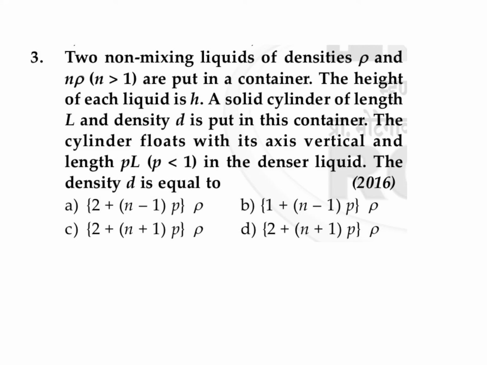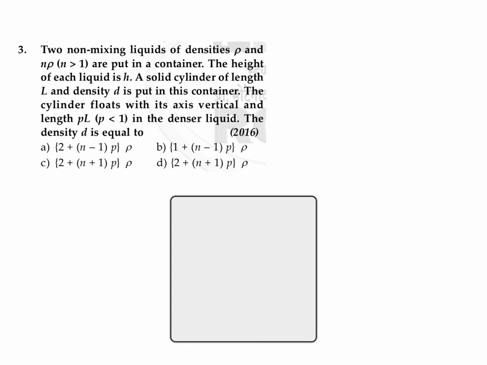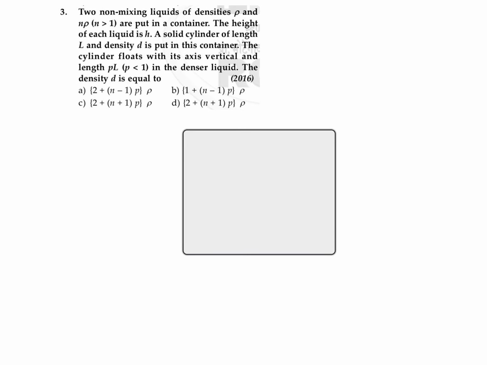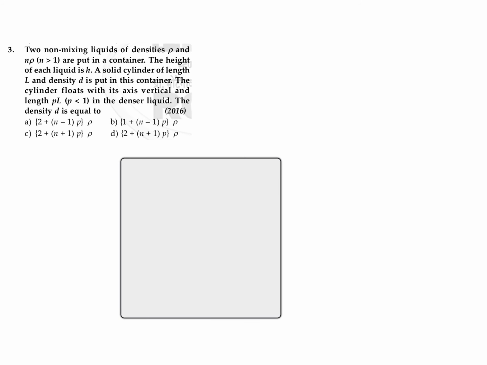It is given that two non-mixing liquids of densities rho and n rho, where n is greater than 1, are put in a container. So we can consider that there is a container over here, and inside the container we are considering two different immiscible liquids, and they have different densities: one with a density rho and another with a density n into rho.